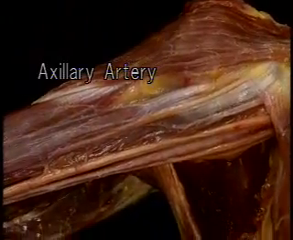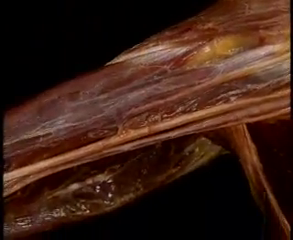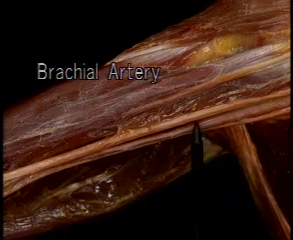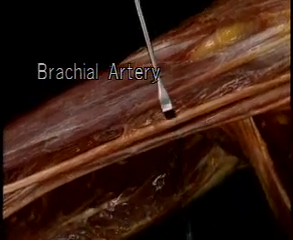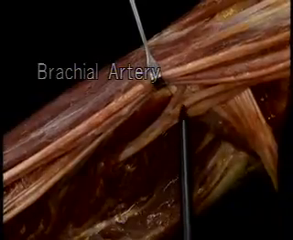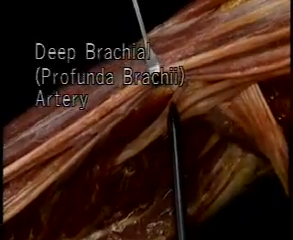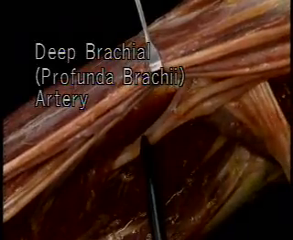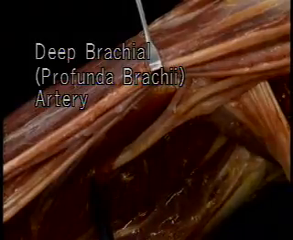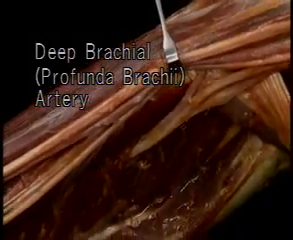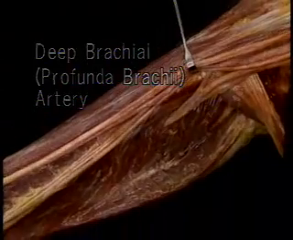As it passes into the arm, its name changes. From here on down, it's the brachial artery. Here, right next to the latissimus tendon, it gives off a large branch, the deep brachial or profunda brachii, which passes backward deep to the triceps. Along with it goes the radial nerve, which we'll see in a minute.